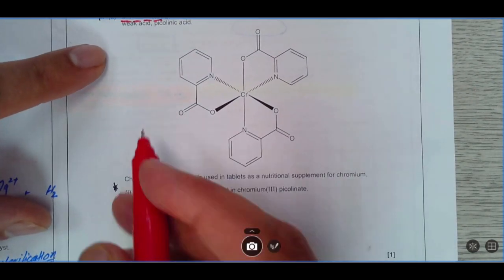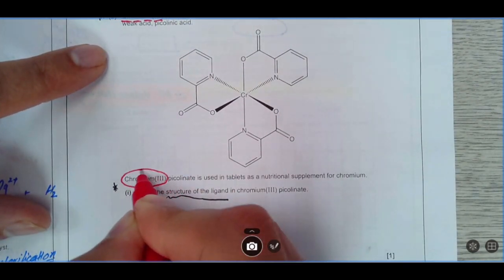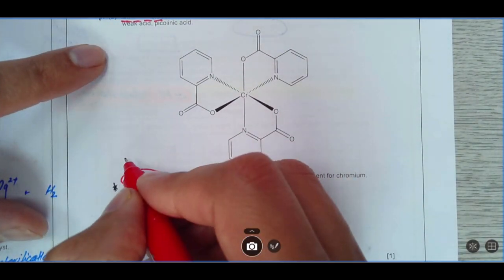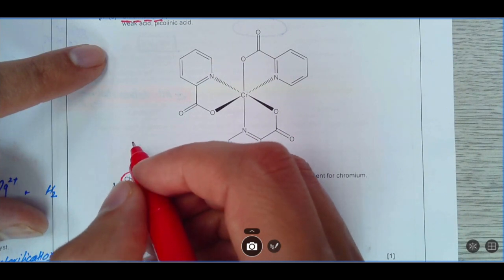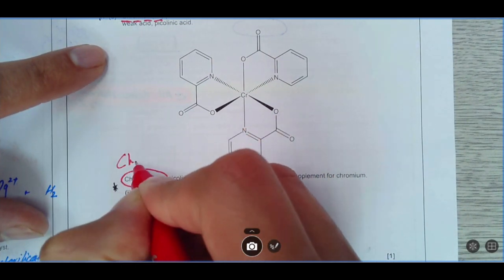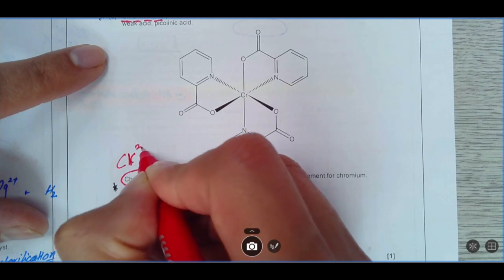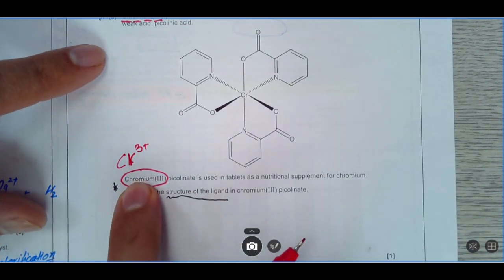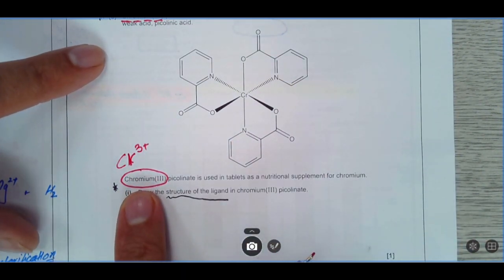Chromium 3, what does this mean? Chromium 3 means Cr has a charge of 3 plus. This means Cr has a charge of 3 plus.